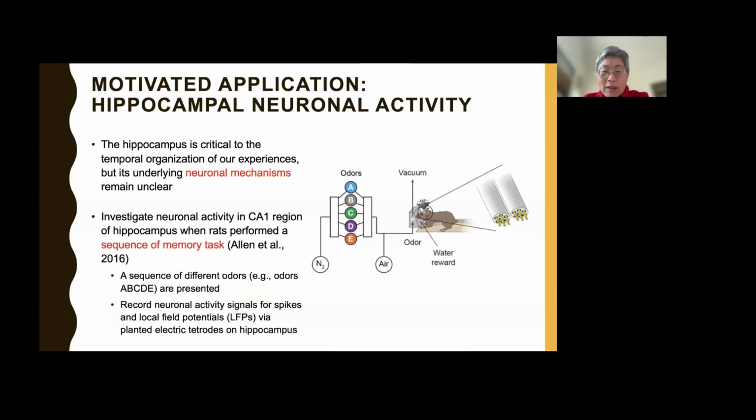They train the rats to perform a sequence memory task. We know rats are very good at smelling. They have a very strong sense of odor, right? Their sense of smell is much better than humans'. So in the experiment, they run a sequence of different odors. They release the odors one by one, let's say A, B, C, D, E, and they train the rats to smell these odors in this sequence.